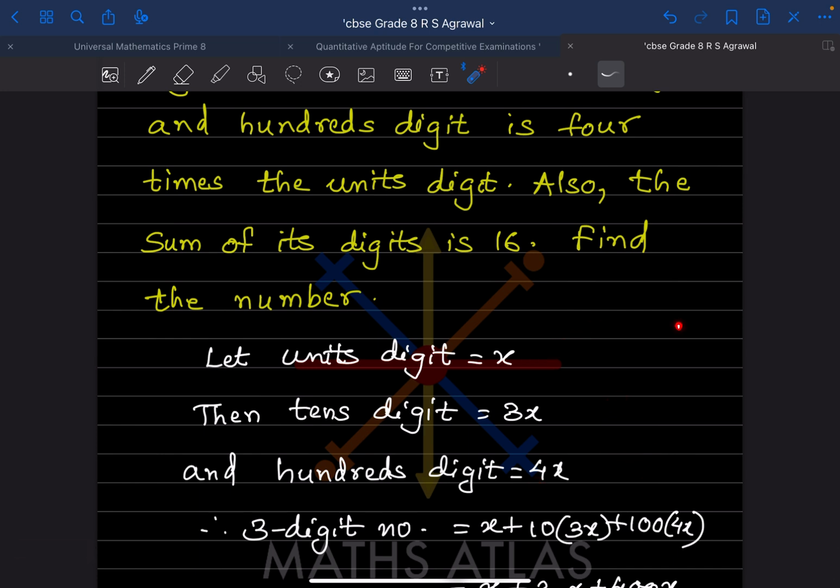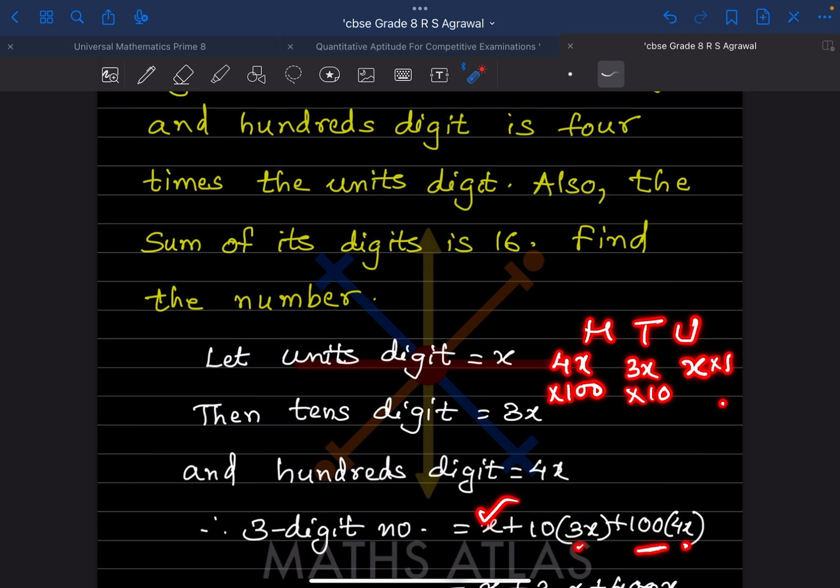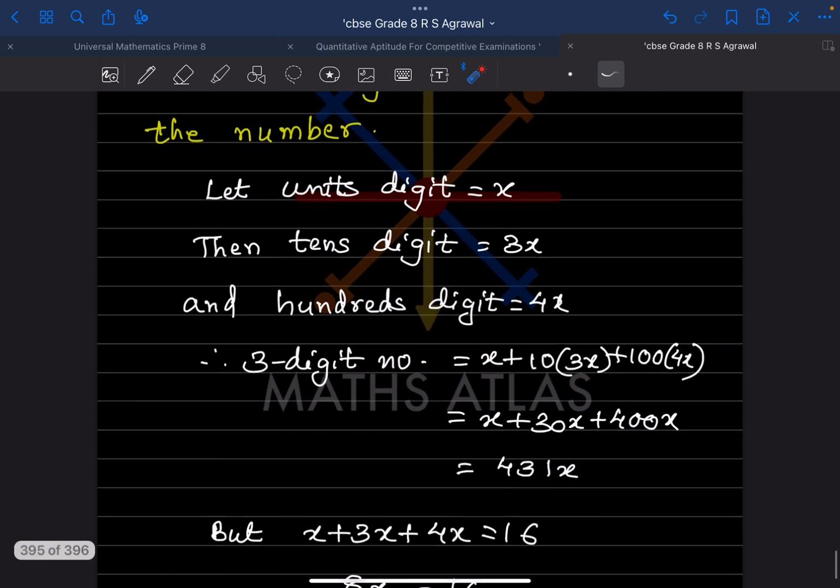So now see here, this will be units, tens and hundreds. So this is x into 1, this is going to be 3x into 10, and this is going to be 4x into 100. So we can just write it like this: x plus 10 into 3x plus 100 into 4x, and then solve it. So that is going to be x plus 30x plus 400x. When you add this, because all are x, that is going to be 431x.